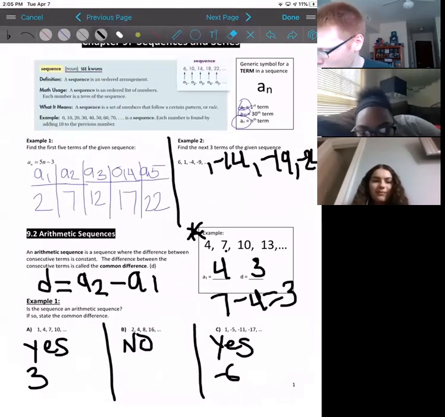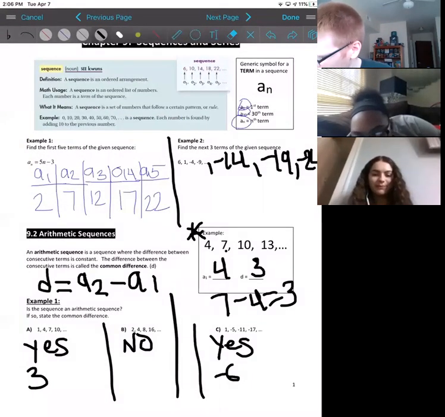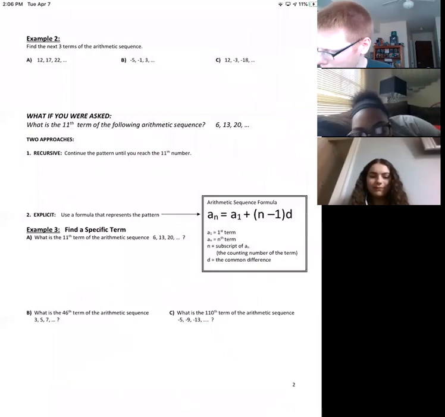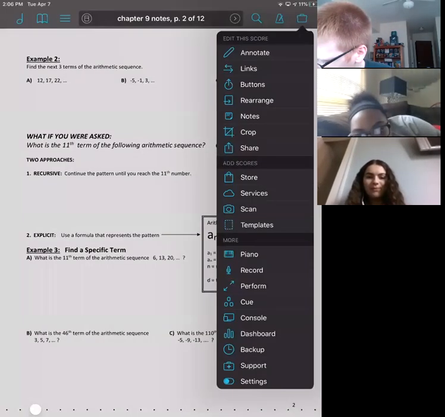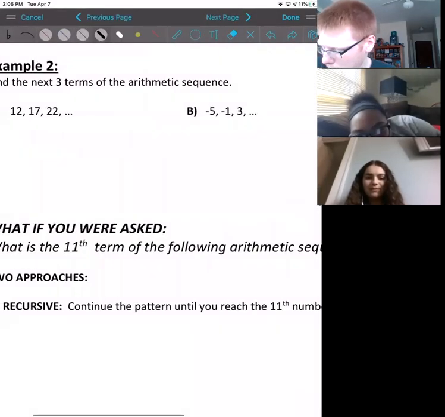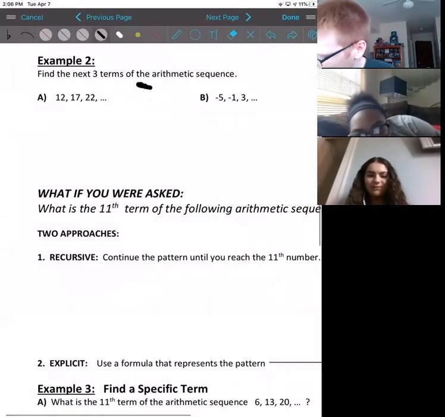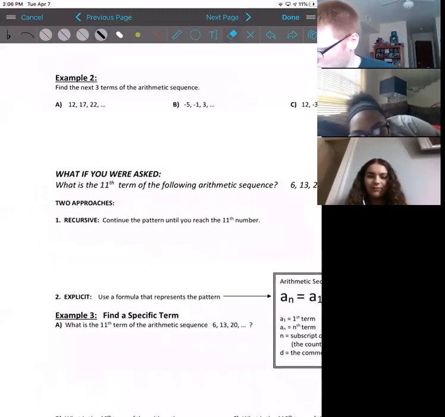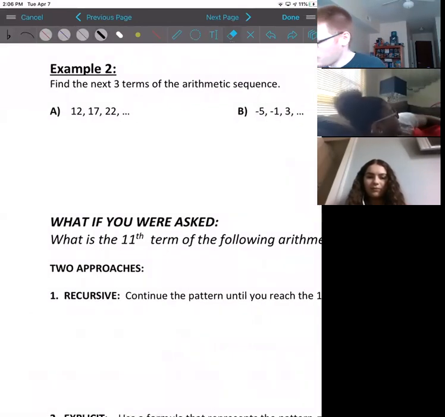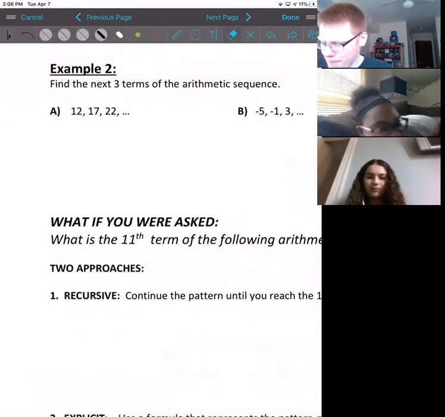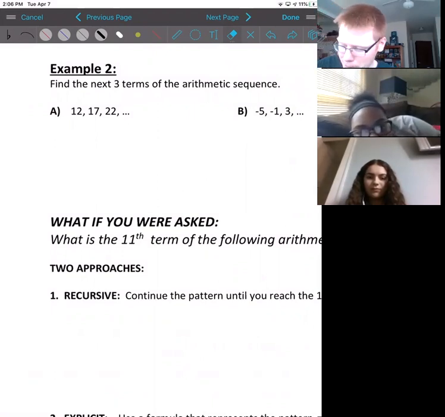All right, so that's our first page. On the next page, or if you're just writing along with us, example 2 just asks us to find the next 3 terms. They're telling us that it's arithmetic. So really what you want to do in this section is figure out what your common difference is, and then just add or subtract it.